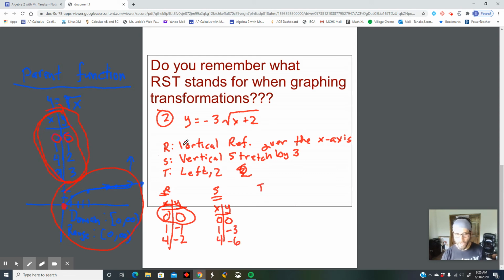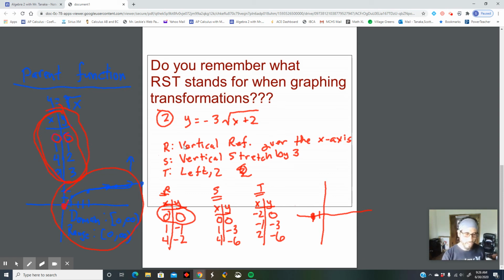Okay, then we go to translation. And this means 2 to the left. So what would that mean, 2 to the left? Well, I'm going to subtract 2 from all of these x's. So it's -2, -1, and 2. And guess what I'm going to do to the y's? It was 0. So if it's 0, I'm not going to change any of the y's. And then I'm going to graph this bad boy. -2, 0 means it's smack dab right there. That is my starting point. Very important to pay attention to.